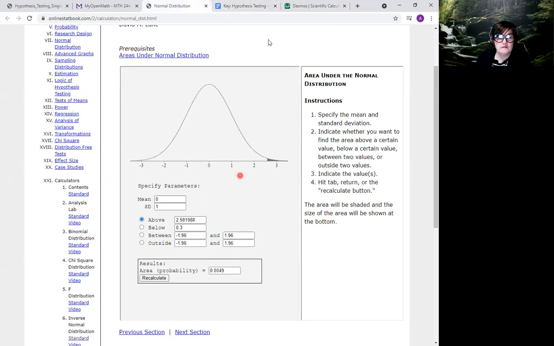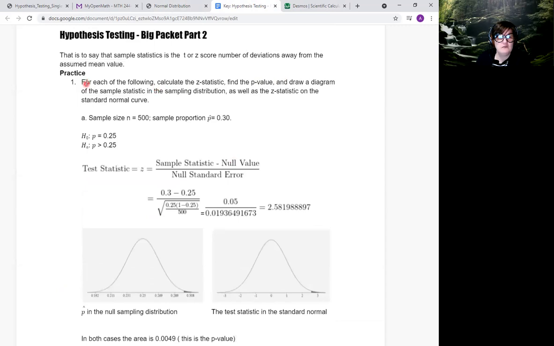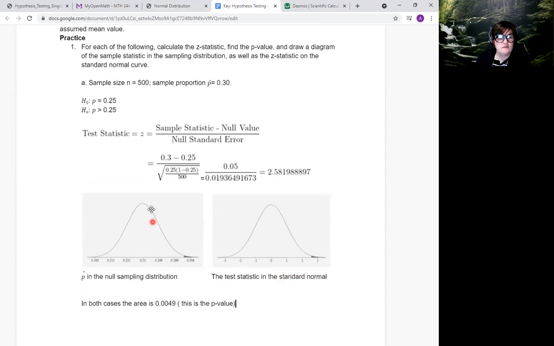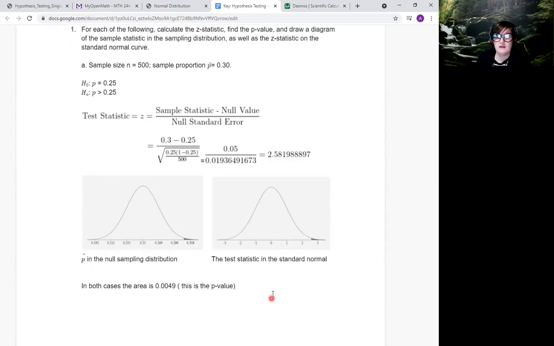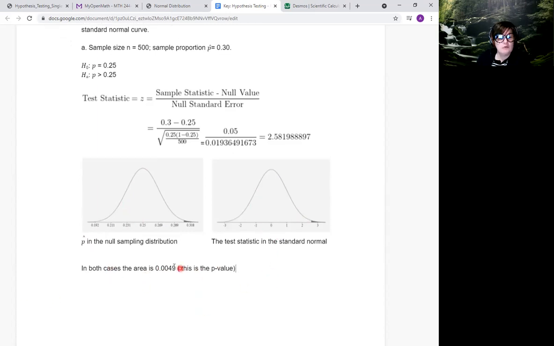Okay, let's see. That is, I think, everything I'm asking for. Calculate our Z statistic, draw our diagram of the sampling distribution and the Z statistic, and there is our p-value. What we would have needed from this point is a level of significance to compare our p-value to. Because we don't have a level of significance, we cannot compare this p-value and make a claim as to whether or not we are going to reject or fail to reject our null hypothesis.